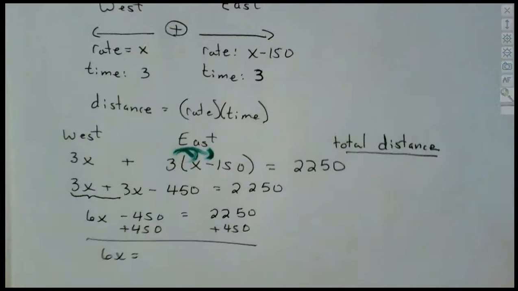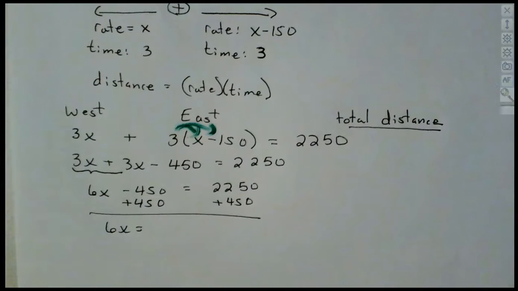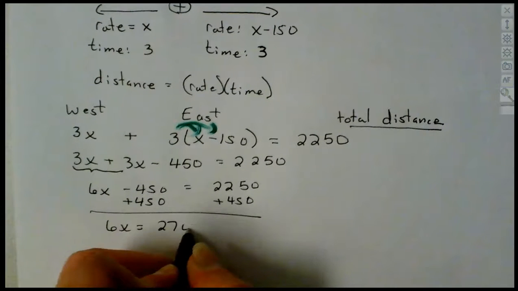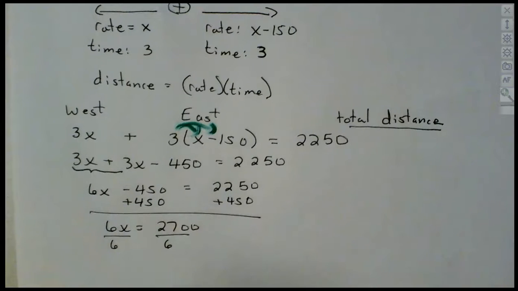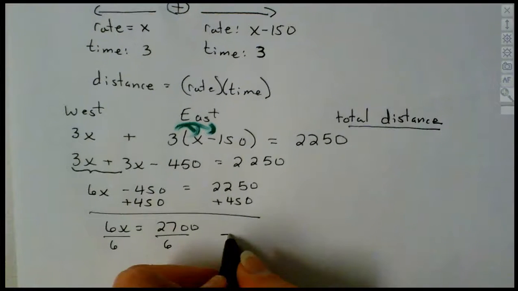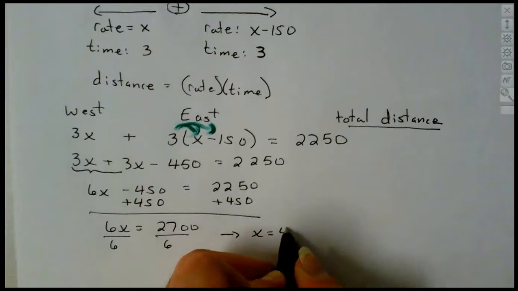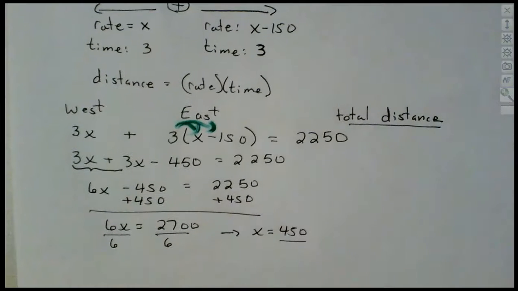Almost got it. We now have 6x equals, adding those together, it gives you 2,700. Divide by our 6. And that leaves me then with x equaling 450. Now we need to make sure we answer the question, and we want to find the rate of speed of each airplane.